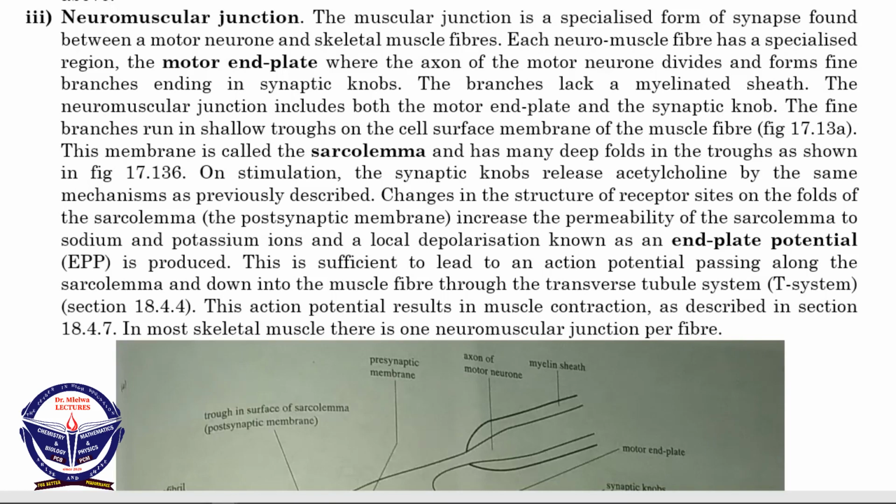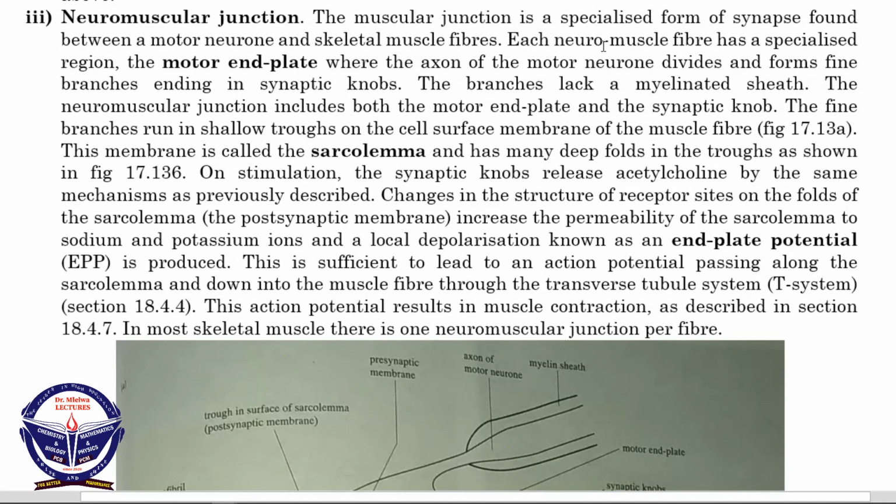And here is the junction between the synaptic knob and the muscle. So the motor neurons send the impulses to the effector organs, and more especially here, we have glands and muscles. In the case of muscles, what is formed there is called the neuromuscular junction. The neuromuscular junction is the special form of synapse found between the motor neuron and the skeletal muscle fiber.